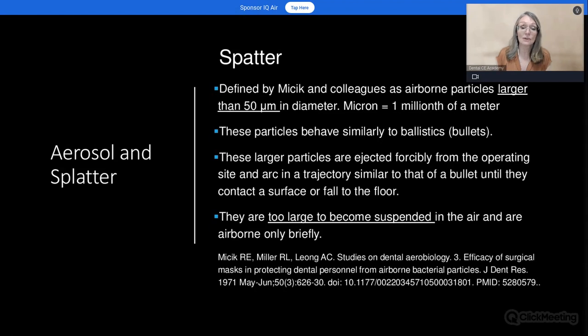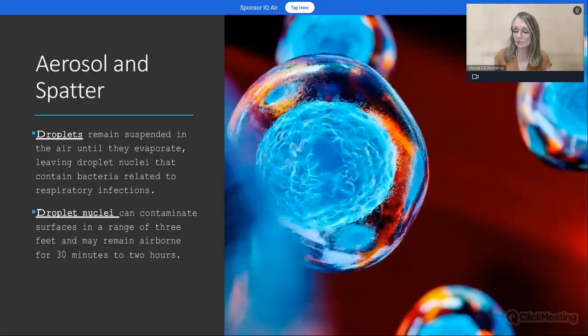And again, the question is, where do they land, right? Do they land on you or your patient or the patient tray or a countertop or the flooring, etc.? So these particle sizes, the spatter greater than 50 microns, are too large in mass to become suspended in the air. So they're airborne only briefly.